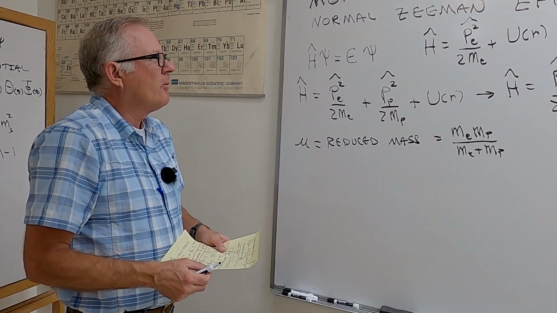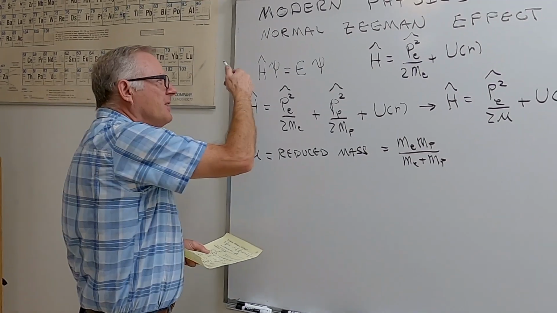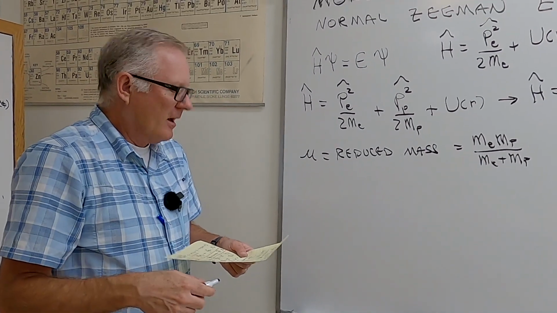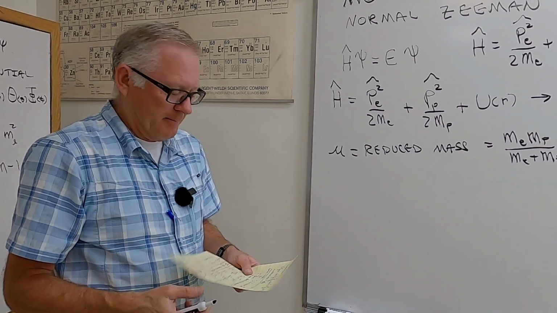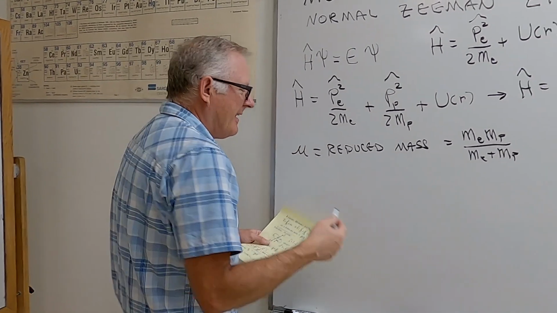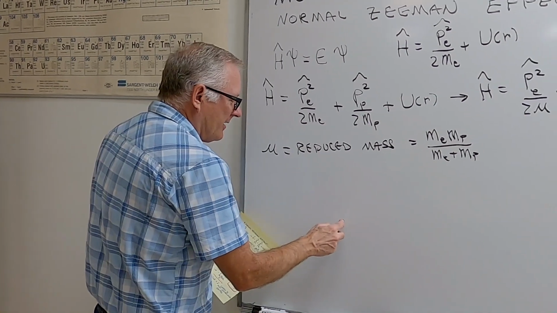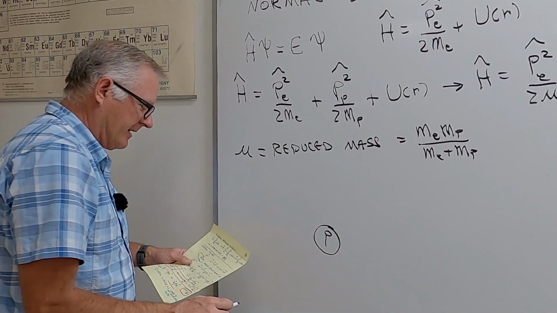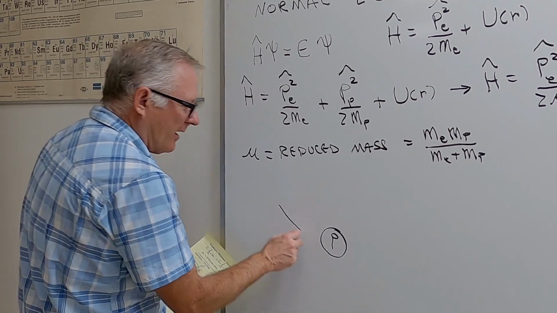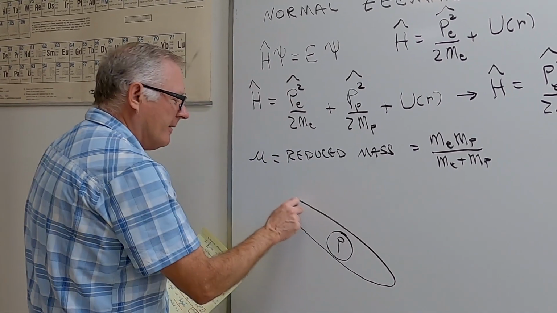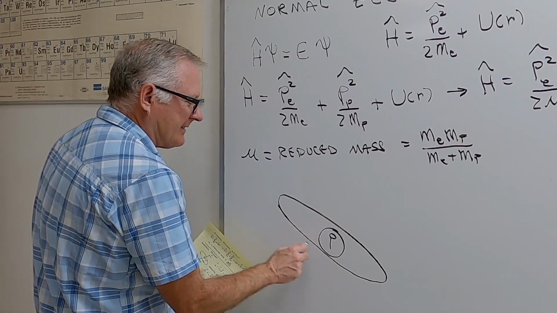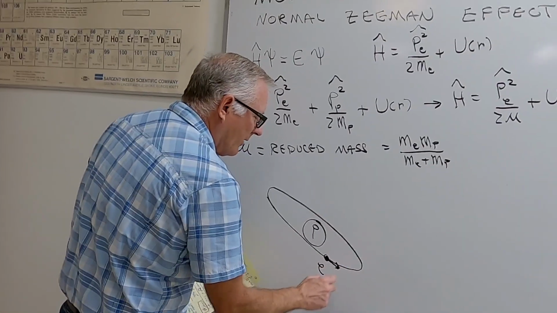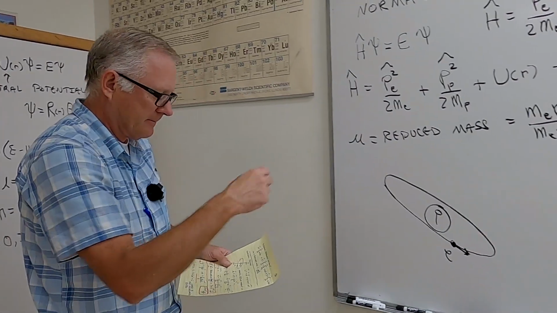So now I wanted to look at what we call the Zeeman effect. The Zeeman effect is usually what happens when you put a magnetic field on an atom. But let's look at our hydrogen atom again, our classical picture of it. We have a proton here, and we've got some electron orbiting around it. Remember, this is just a classical picture. Here's our electron, going around this way.